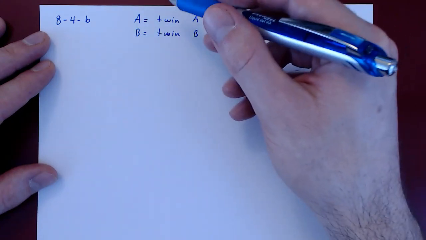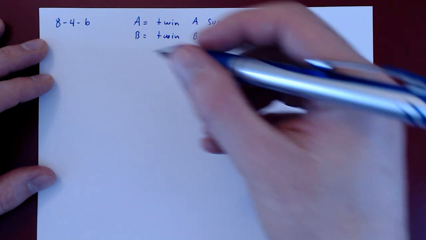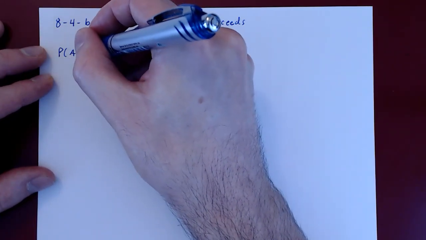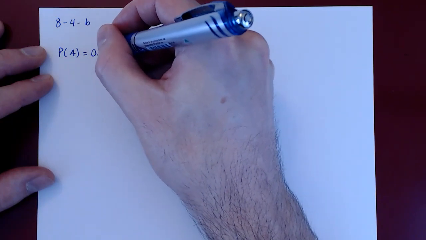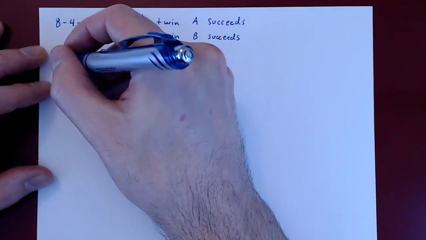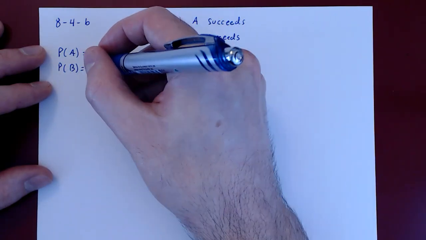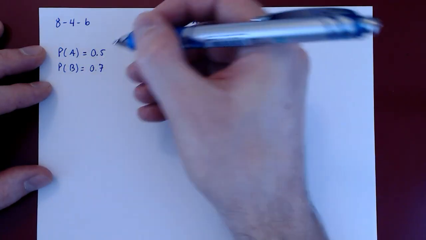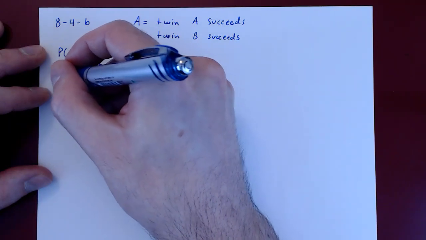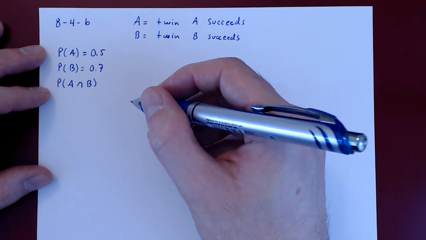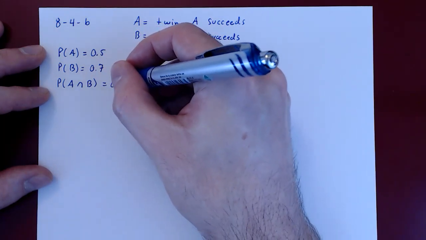So these two are the fundamental events, and we're given 3 bits of information. The probability that A succeeds is 0.5. The probability that twin B succeeds is 0.7. And the probability that both twin A and twin B succeed is 0.4.